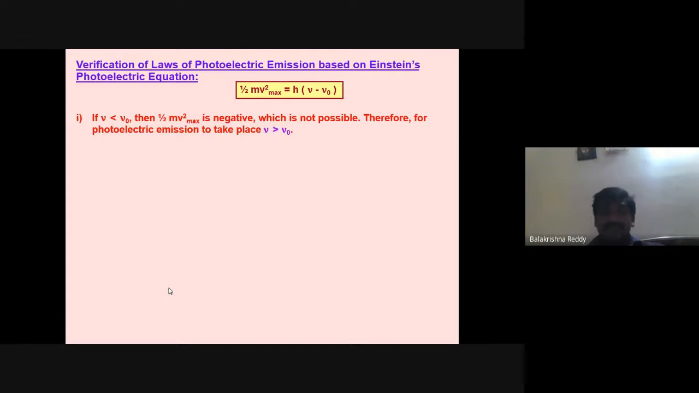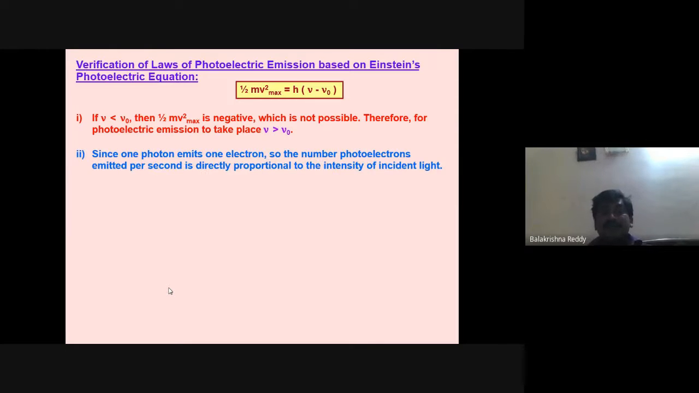First case: if the frequency ν is less than ν₀, then there will be no kinetic energy. The kinetic energy would be negative, which is not possible, because energy can never be negative. So ν must always be greater than ν₀. Only then is kinetic energy possible.